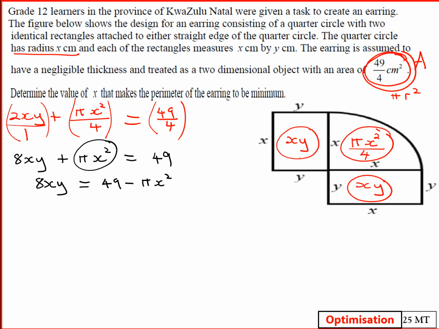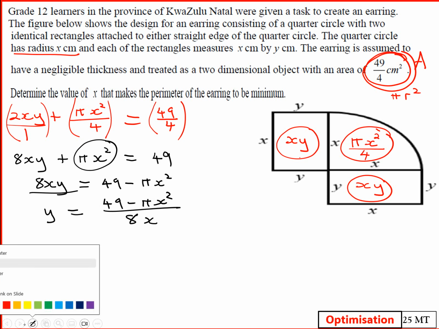I took this on the other side, and in our next step, we want to find y. So all we're going to do is divide by 8x, that's the number in front of y. So there we have our y value in terms of x.